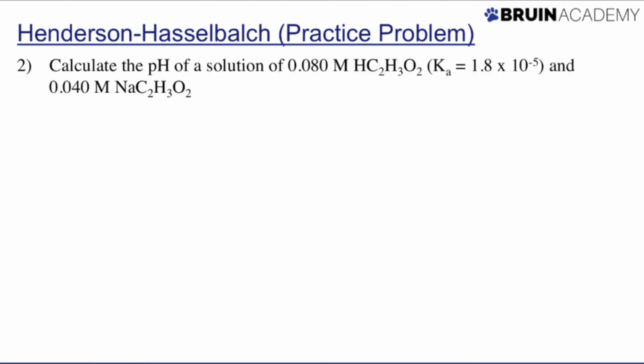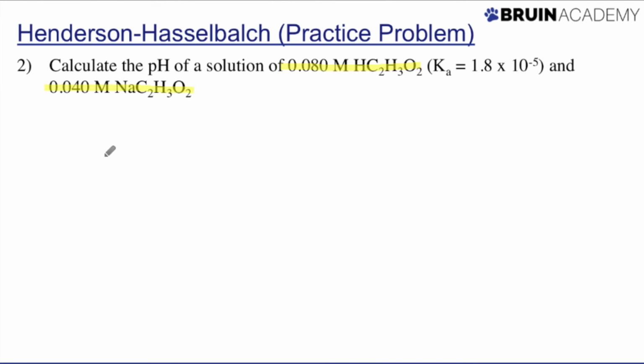So let's use that equation to solve this problem. The problem says calculate the pH of this solution of 0.08 molar acetic acid and 0.04 molar sodium acetate. All right, so let's give it a shot.